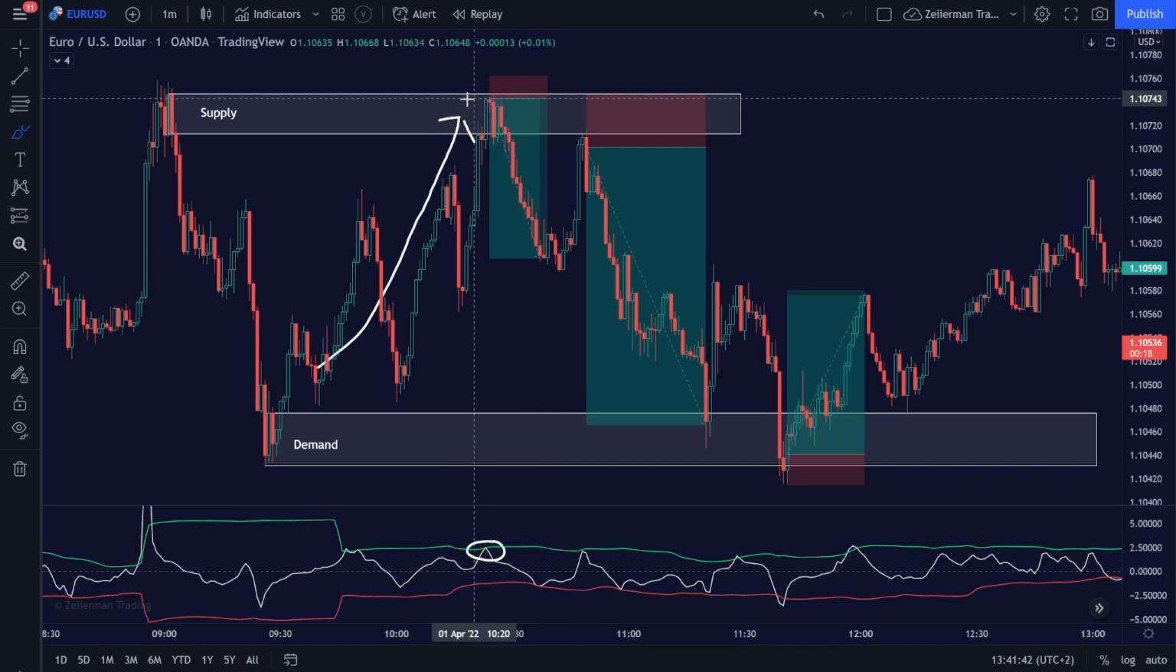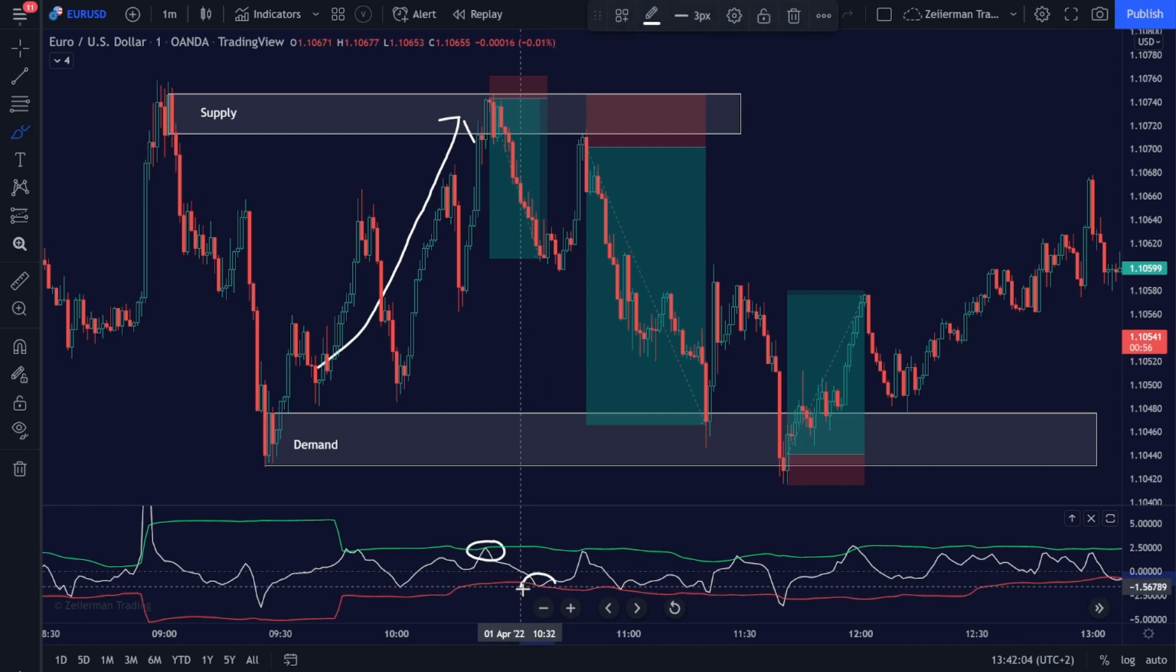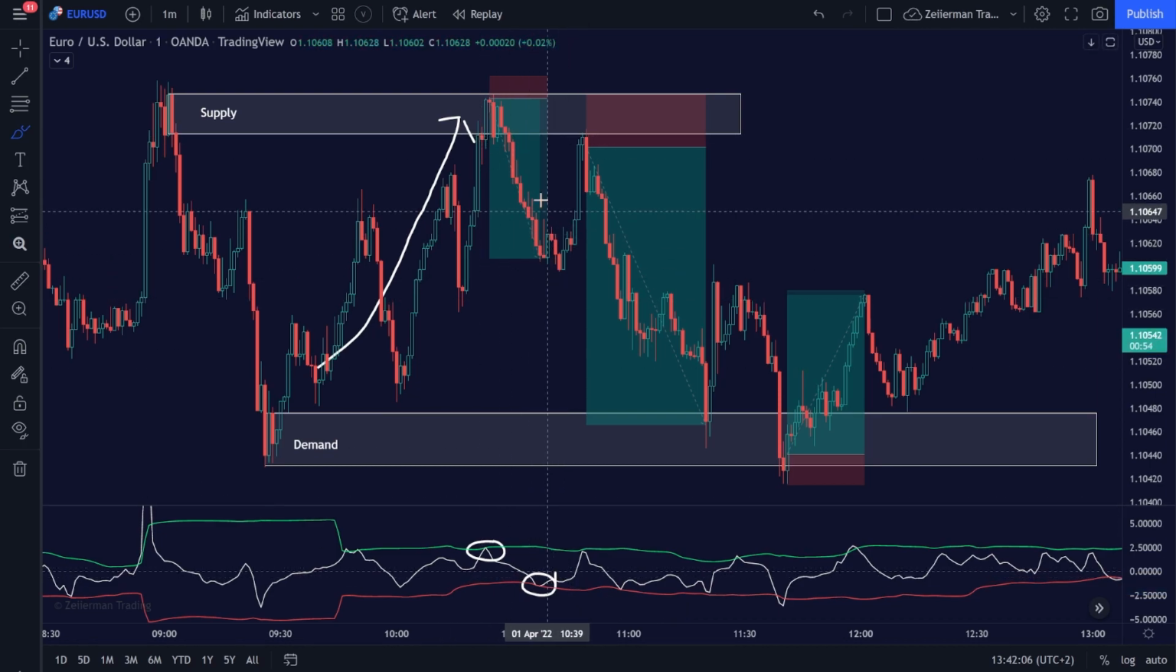So we can enter short when the price hits the zone at the same time as the volatility indicator crosses above the upper line. We can put our stop loss slightly above the supply zone, and then we can take profit once the volatility impulse indicator crosses below the lower line. So this is a great scalping short trade.